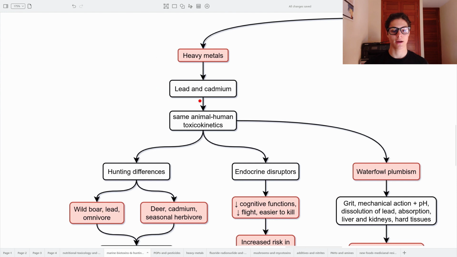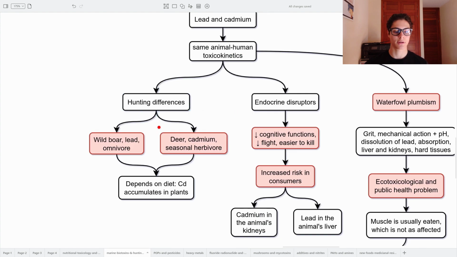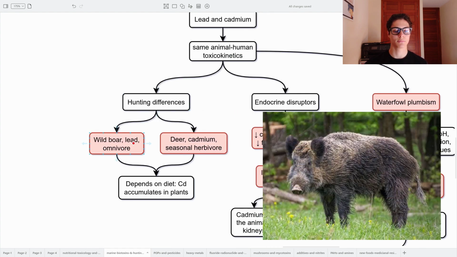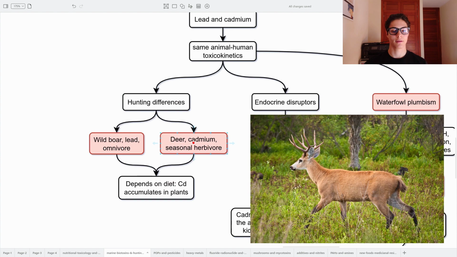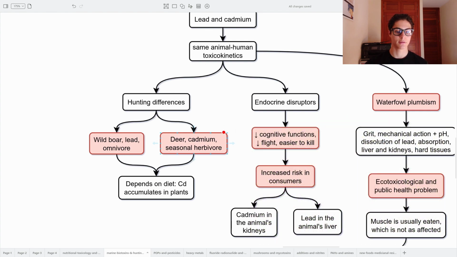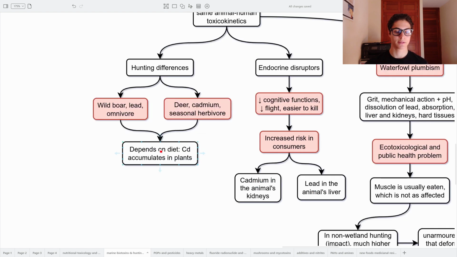The heavy metals are lead and cadmium mainly. They tend to have the same animal to human toxicokinetics, so absorption, distribution, metabolism, and excretion. The hunting differences is, for example, the wild boar has more lead and it's an omnivore. On the other hand, the deer has more cadmium and it's a seasonal herbivore. So as you can see, depending on what they eat, they have concentrations of different metals. It depends on the diet. The cadmium, for example, accumulates in plants, and that's why the deer has more cadmium.